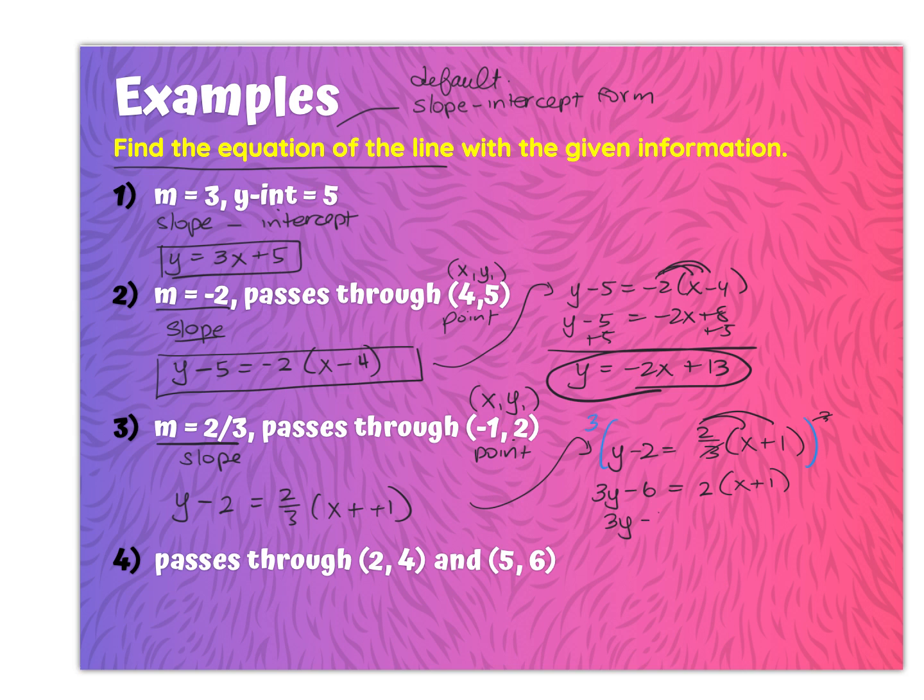So you'll get 3y minus 6 is 2x plus 2. And again, we're trying to get slope-intercept form, so we're going to solve for y. We're going to add 6 to both sides. 3y equals 2x plus 8. And now you can divide everything by 3.